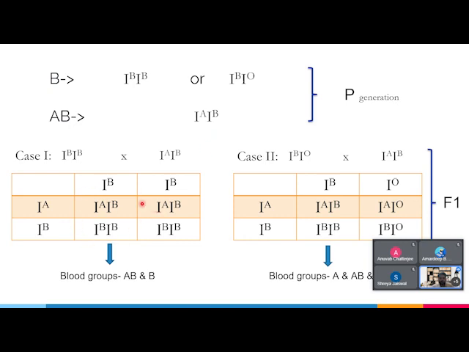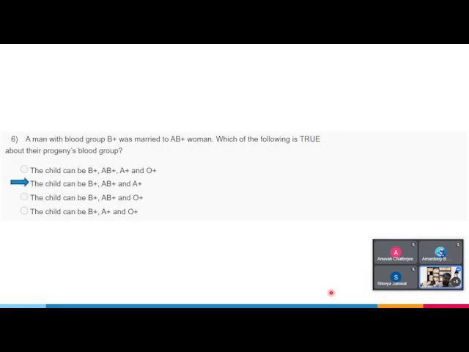We performed the Punnett square analysis and found out that, in case the first parent is homozygous blood group B, then the blood groups can be A and B, and if he is heterozygous blood group B, then the blood groups can be A, AB and B. So finally, a man with blood group B positive married to an AB positive woman can have a child with B positive blood, AB positive blood group, and A positive blood. This is how exactly you have to solve these types of questions.